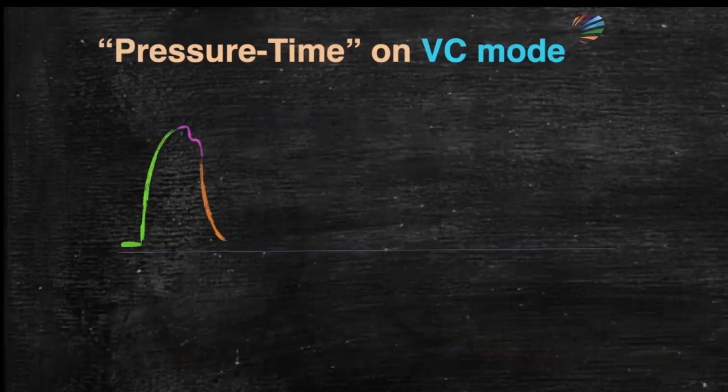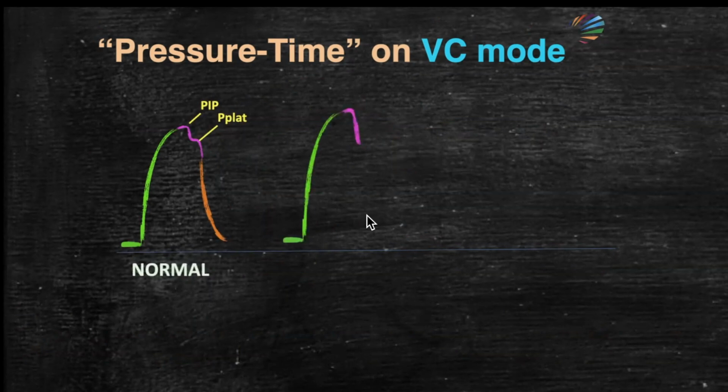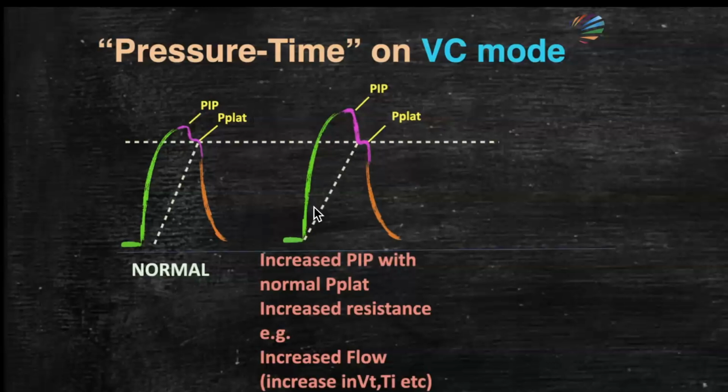So this is a normal pressure time scalar with a PIP and P plateau. When there is an increased airway resistance, the PIP will be higher, but P plateau will remain the same. So this is a sign of increased airway resistance. So you can see the plateau pressure is same, but airway resistance is high, so PIP is high.